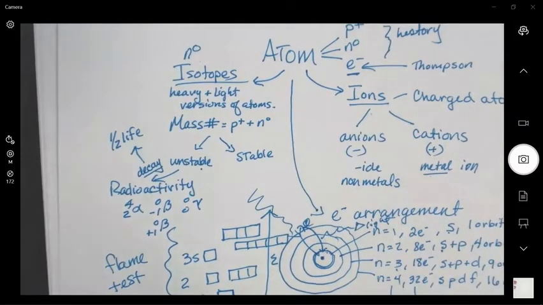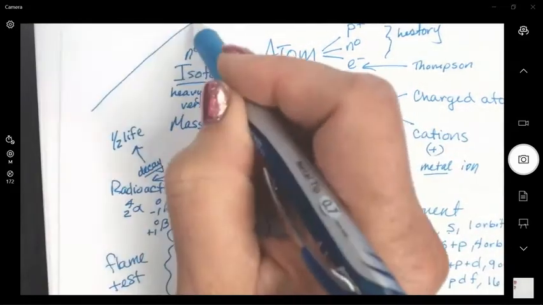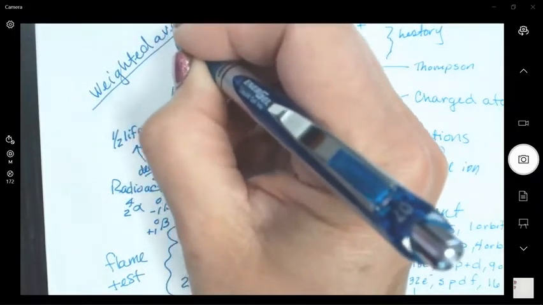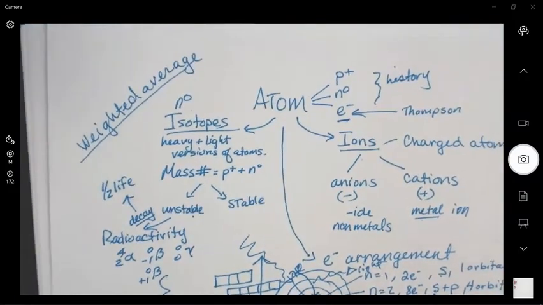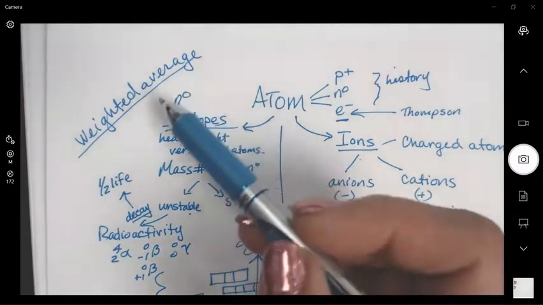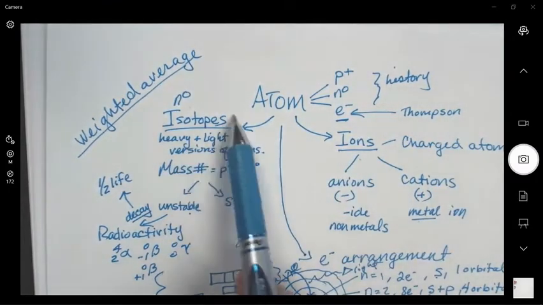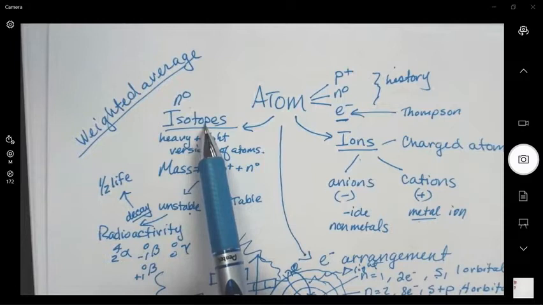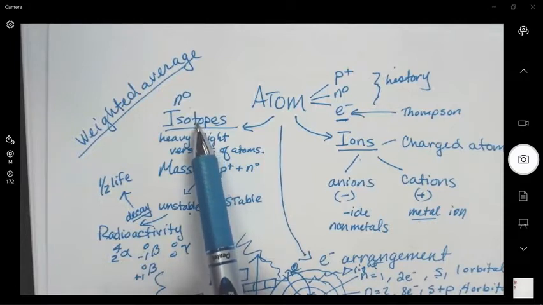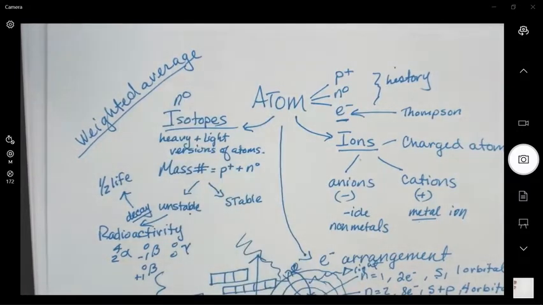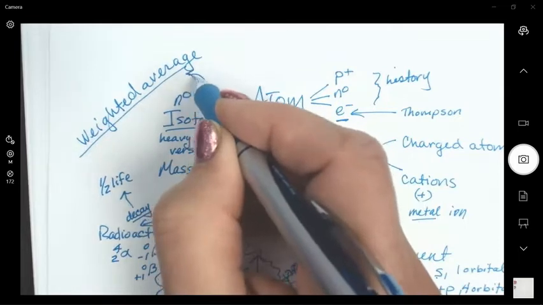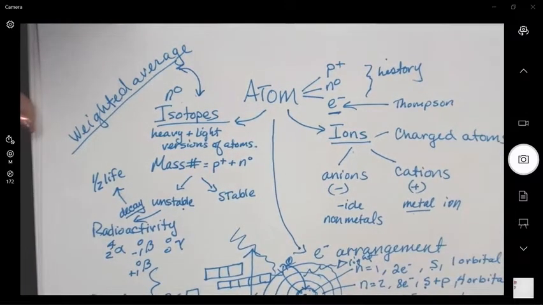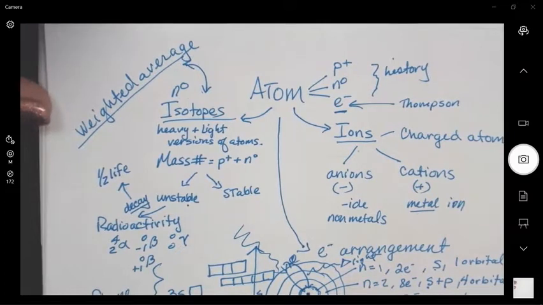And we added one little math skill, and that was weighted average. You will have a weighted average problem on the free response. And that was just to explain that that decimal number on the periodic table is the average of the isotopes in a sample. So it's the mass of the isotope times the abundance. So weighted average comes about because of isotopes, but it also explains the decimal number on the periodic table. That was unit 2.